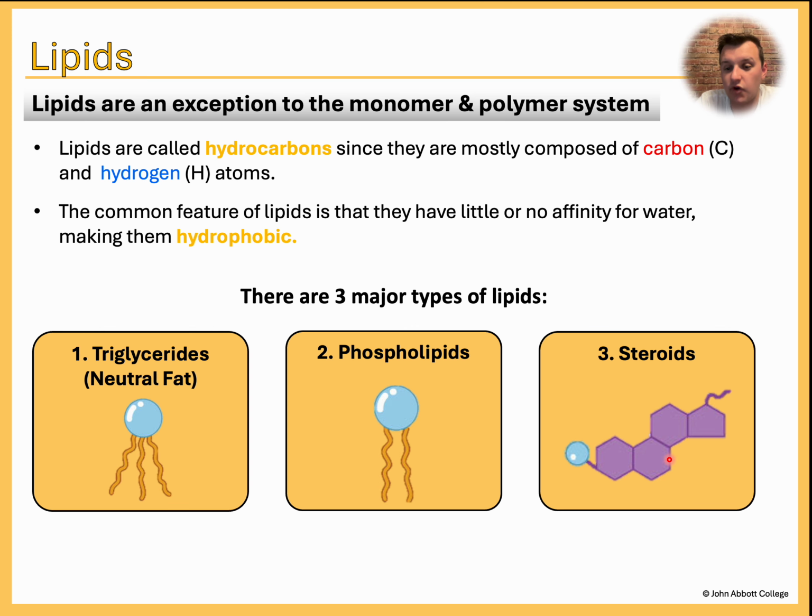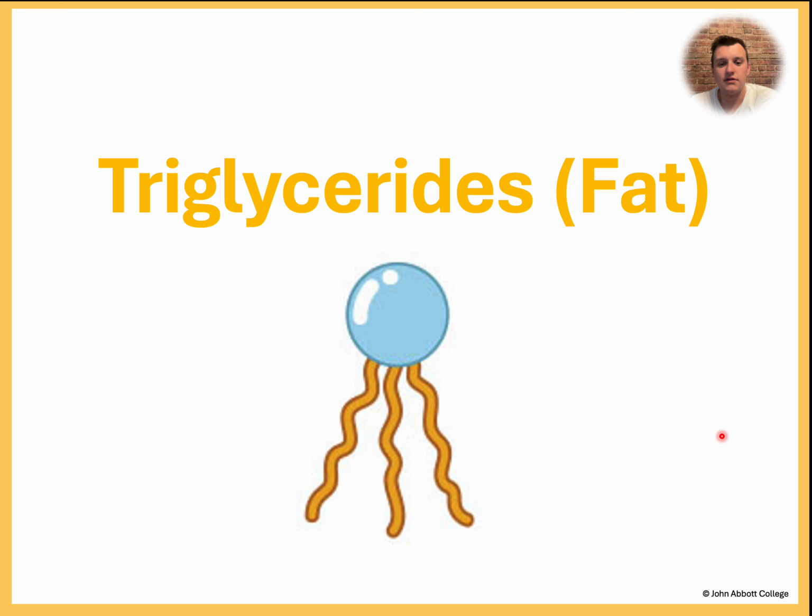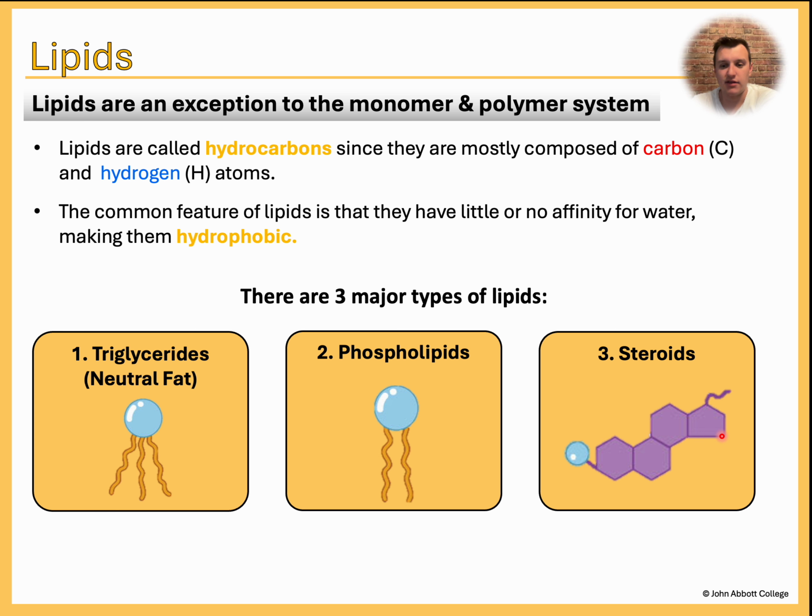And lastly, steroids, okay? Steroids are 4 rings over here, and these are also hydrophobic or partially hydrophobic. These are fat soluble. So let's look at each of these separately. We're going to go through triglycerides, then phospholipids, then steroids.